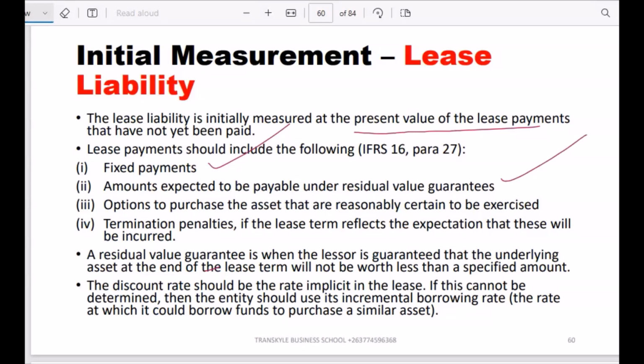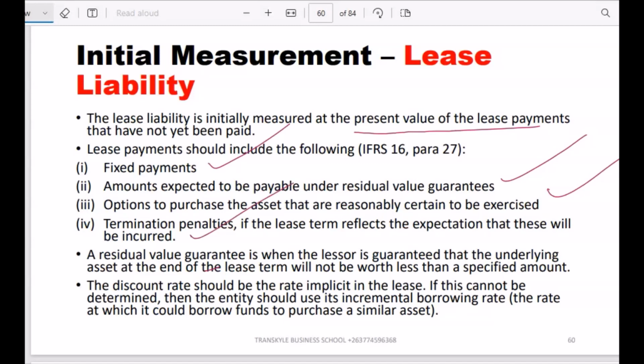And what are these? Residual value guarantees are when the lessor is guaranteed that the underlying asset at the end of the lease term will not be worth less than a specified amount. So this value is actually guaranteed. All right. Options to purchase the asset that are reasonably certain to be exercised. Then termination penalties if the lease term reflects the expectation that these will be incurred.